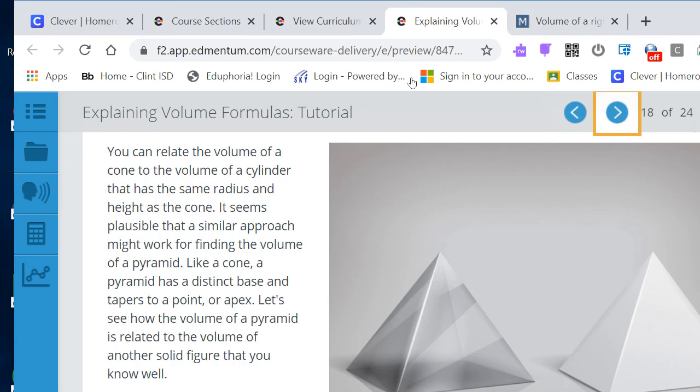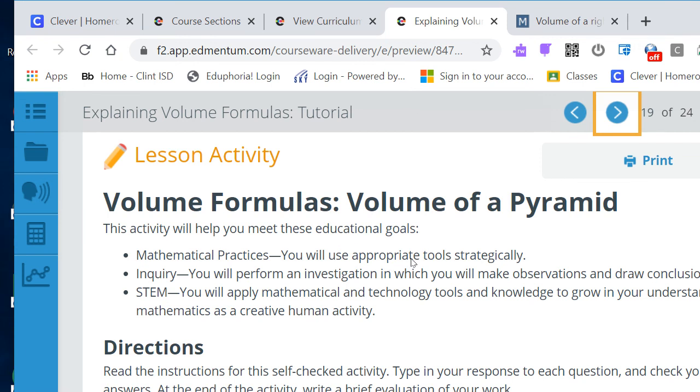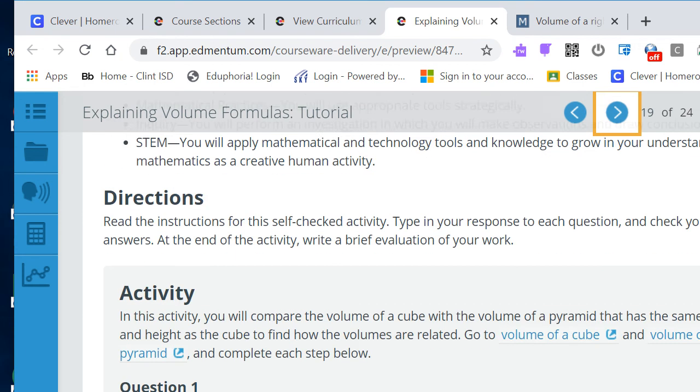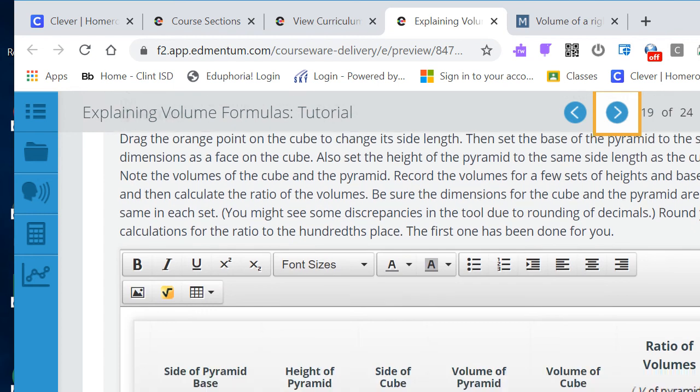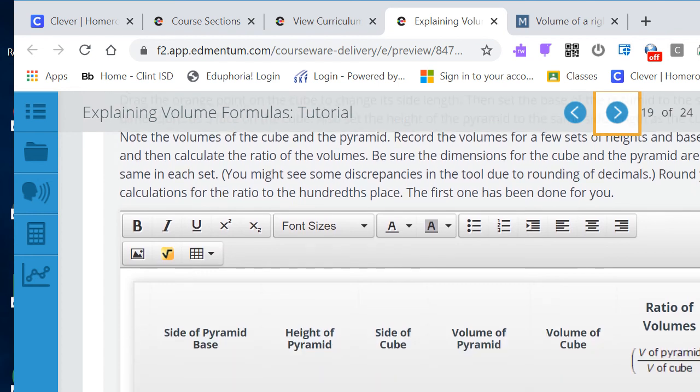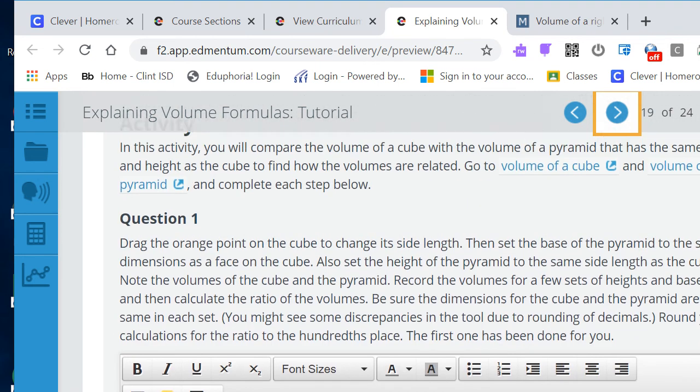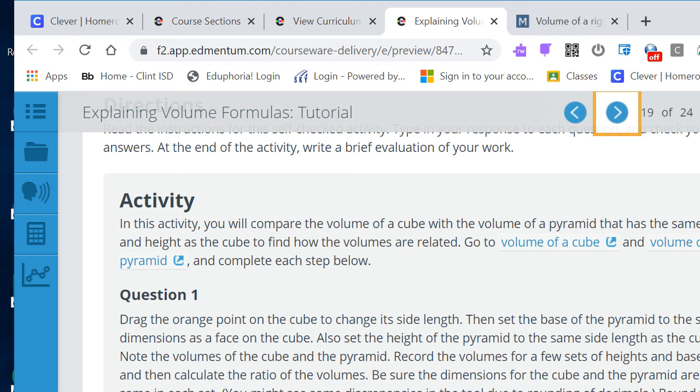Okay, then we go to the pyramids. For volume of the pyramids, we have another activity. They want you to discover all these things on your own by doing a lot of activities. We have another table just like we did before, so you're going to do the same thing as I did with the cylinder and the cone.